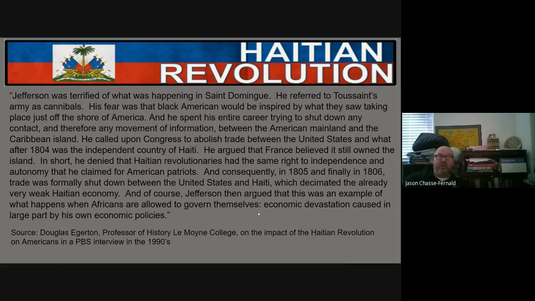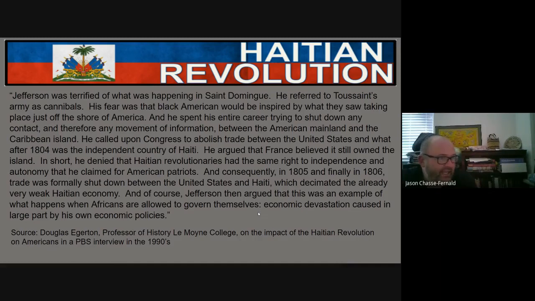So Jefferson, this is referring to Thomas Jefferson, right? President Jefferson was terrified of what was happening in Saint Domingue. He refers to Toussaint's army as cannibals. His fear was that Black Americans would be inspired by what they saw taking place just off the shores of America, and he spent his entire career trying to shut down any contact and therefore any movement of information between the American mainland and the Caribbean island. He called upon Congress to abolish trade with the United States after 1804, when Haiti was an independent country. He argued that the French believed they still owned the island, and then you saw how that went in your timeline, by the way.